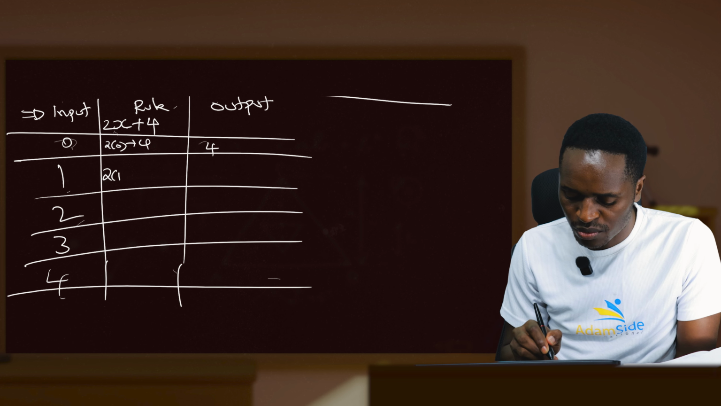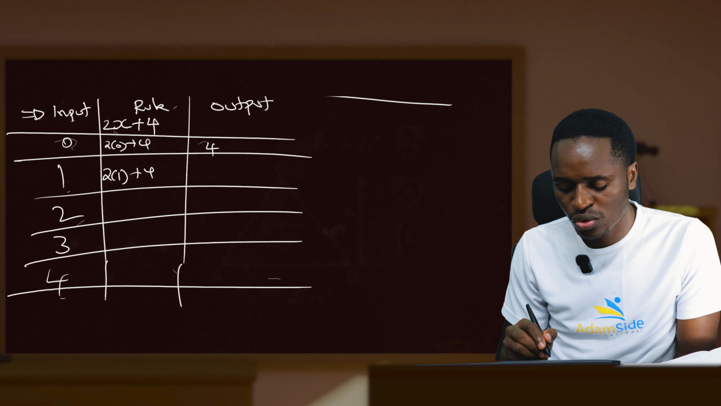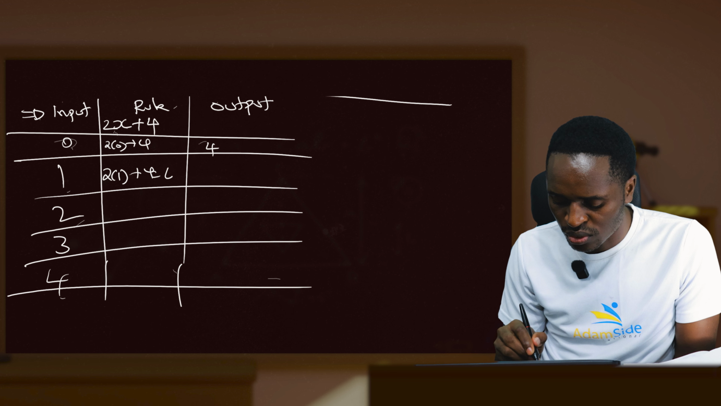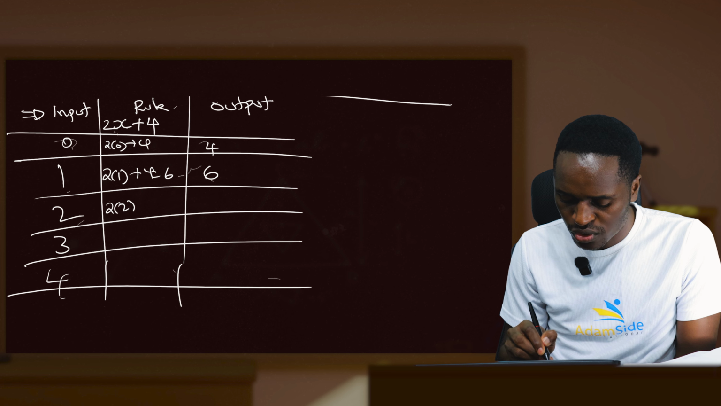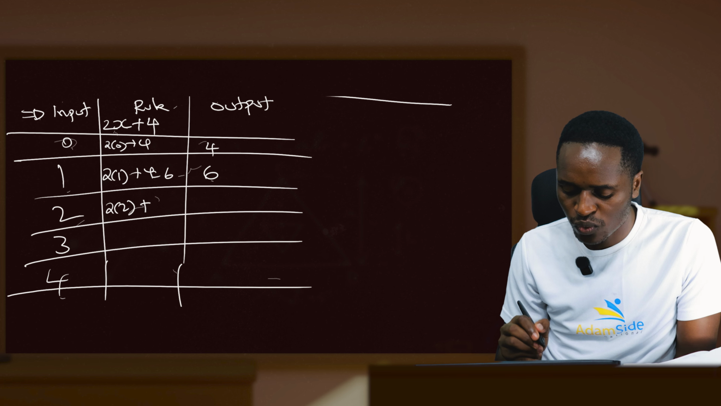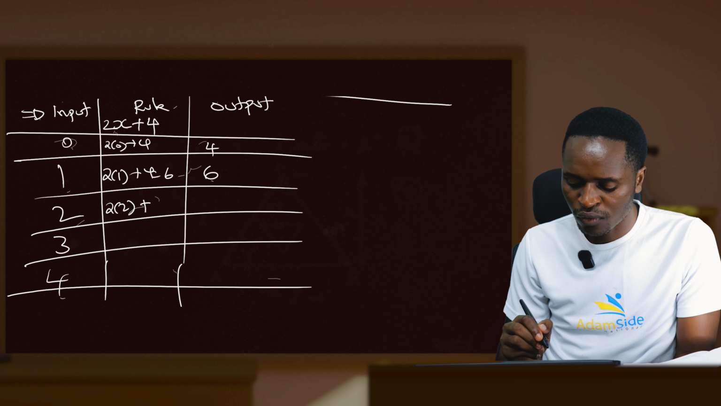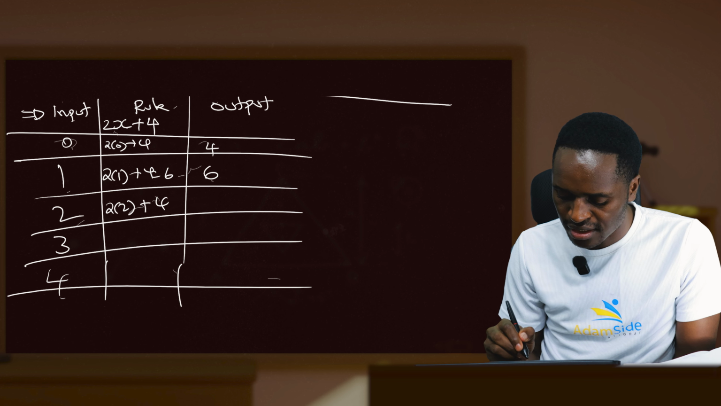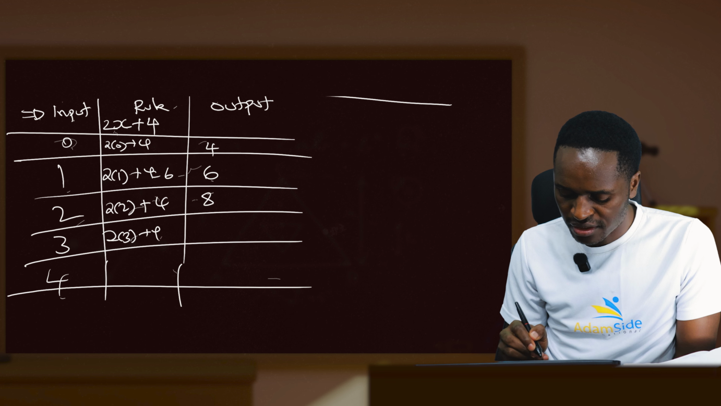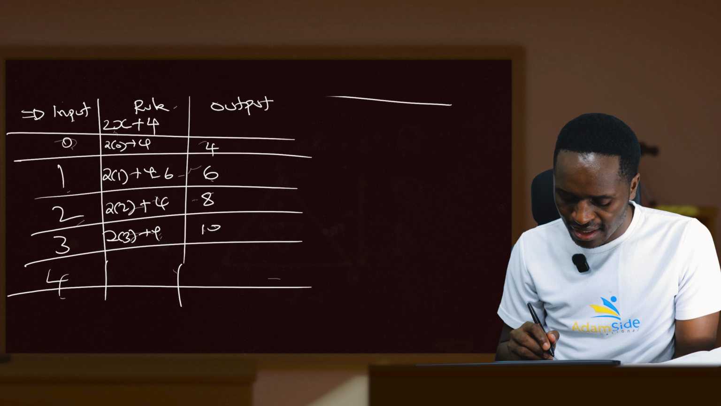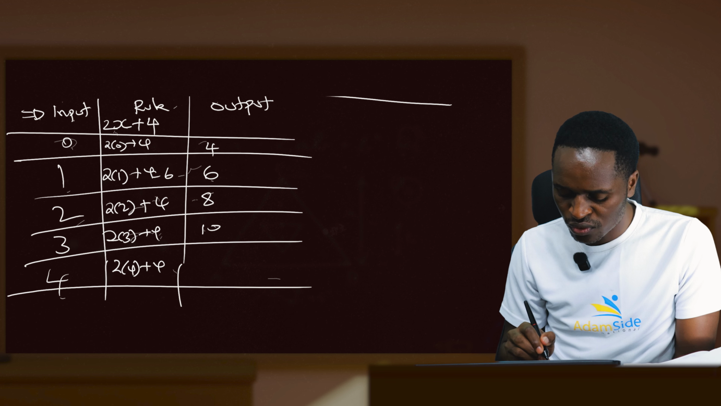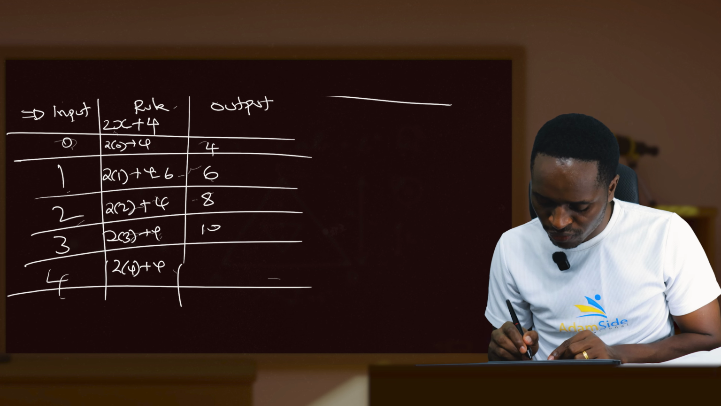And then 2 times 1 plus 4. 2 times 1 is 2, 2 plus 4, what do you get? You get 6, and the output is 6. And then 2 times 2 plus 4: where there is x, you replace it with the value of your input, and then you add, and you get 8. And then 2 times 3 plus 4, so you get your answer as 10, because 6 plus 4 is 10. Then you have 2 times 4 plus 4, which is 8 plus 4, which is 12.